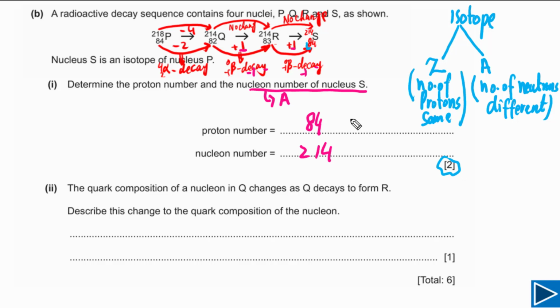This question has 2 marks. If you write down 84, you will get 1 mark, and this is the answer mark. So you need to write down 84 to get this mark. And the second mark is also an answer mark. If you write down 214, you will get the second mark.